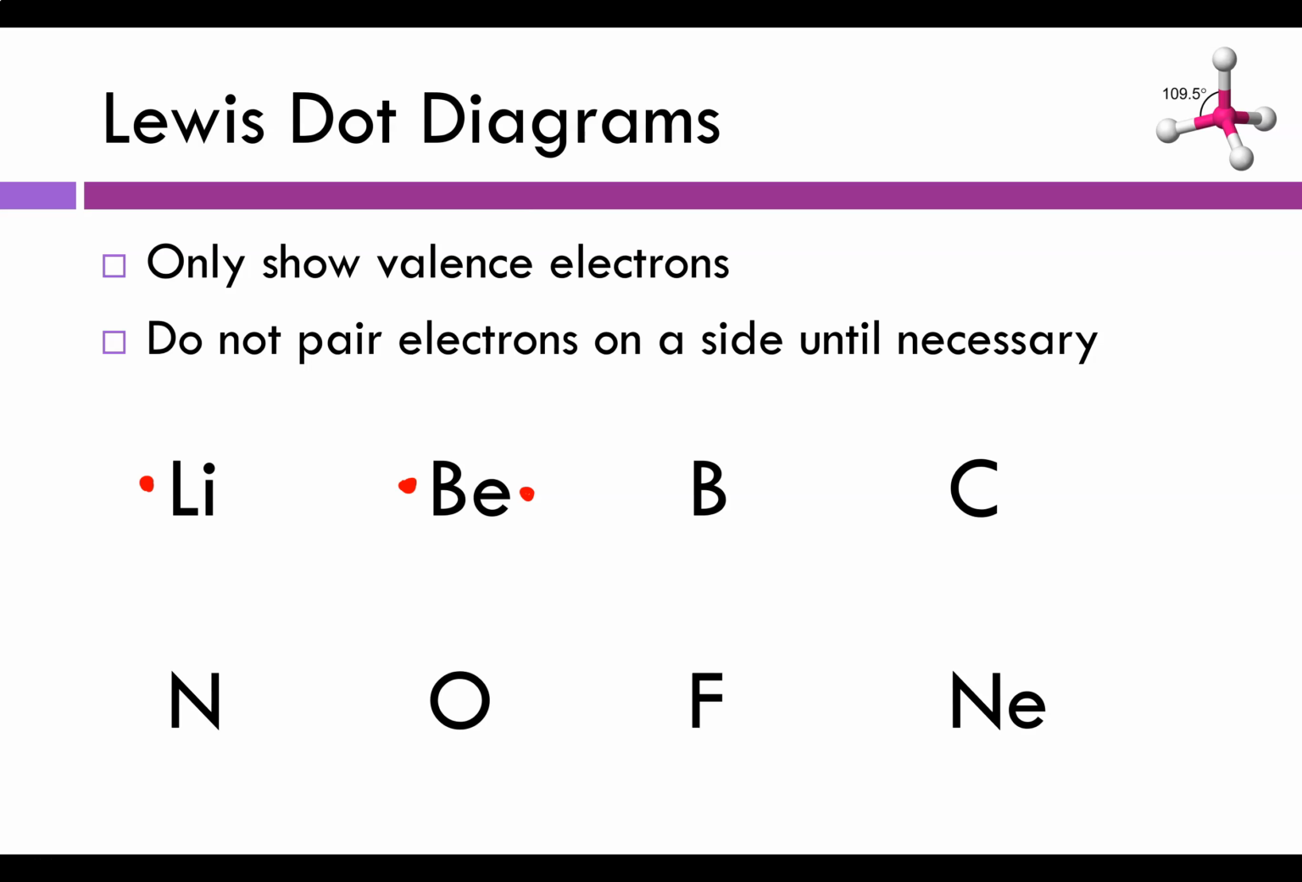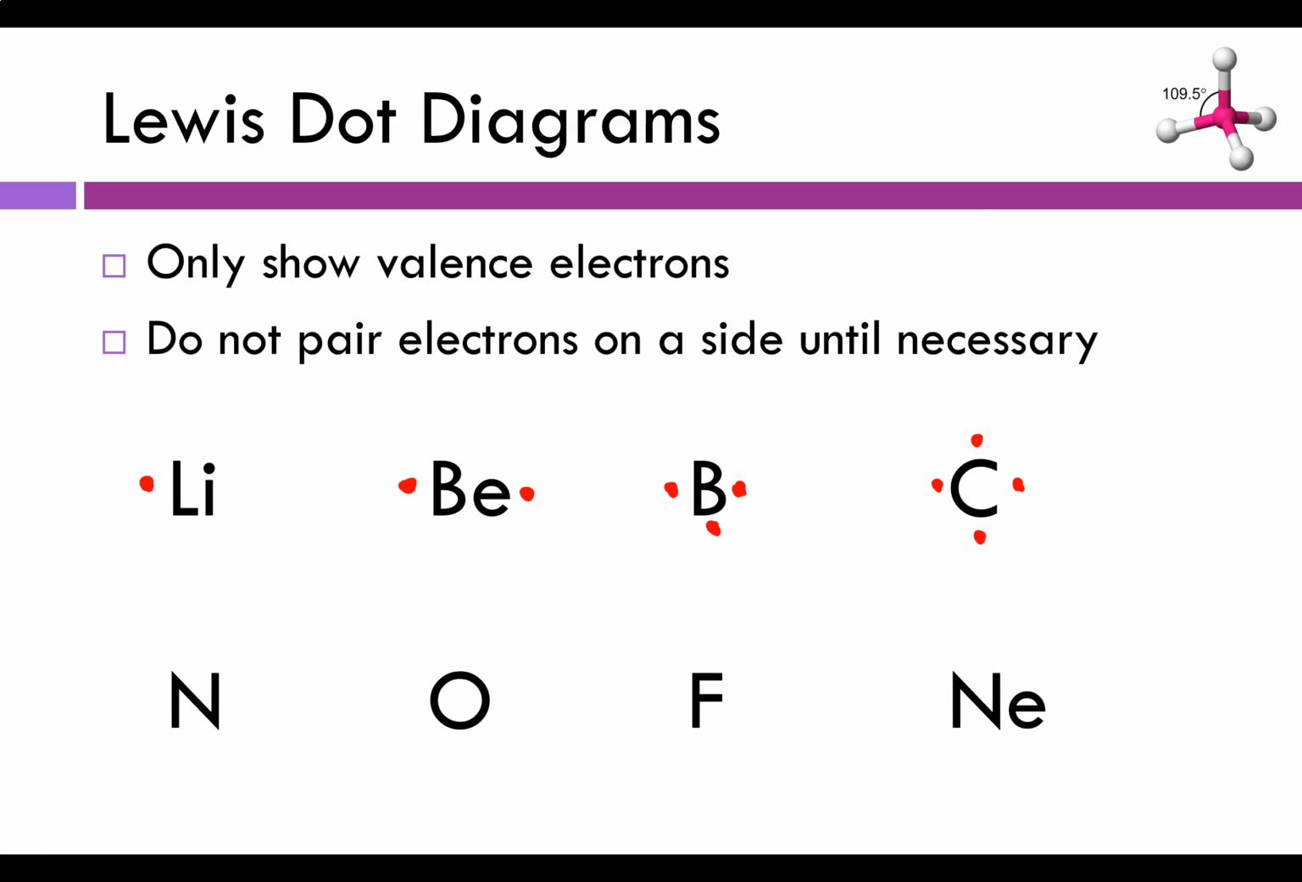All right, boron, 3 valence electrons. One, I'll put one there, put one there. One on 3 of the sides. Just don't pair them up until you absolutely have to. Carbon, 1, 2, 3, 4. Okay, now I've got 1 electron on each side. I'm going to have to start pairing them up.